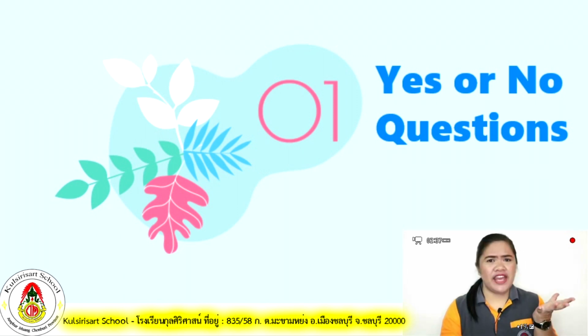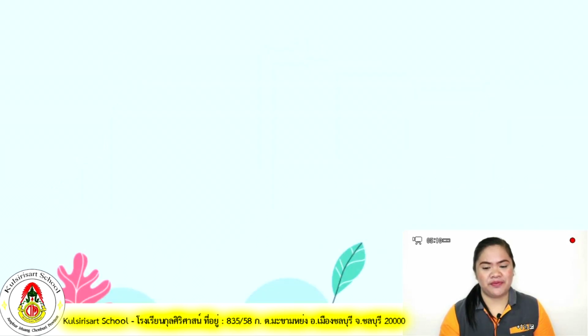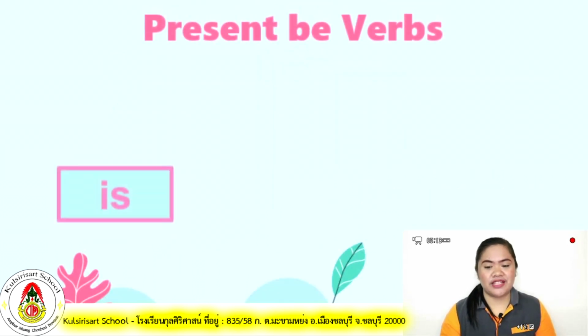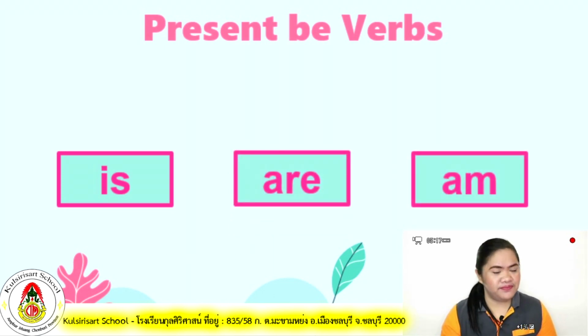Do you have any idea what is yes or no questions? Before we proceed to the definition or meaning of yes or no question, let's review first what are the present be verbs. Can you still remember? When we say present be verbs, we have is, are, and am.